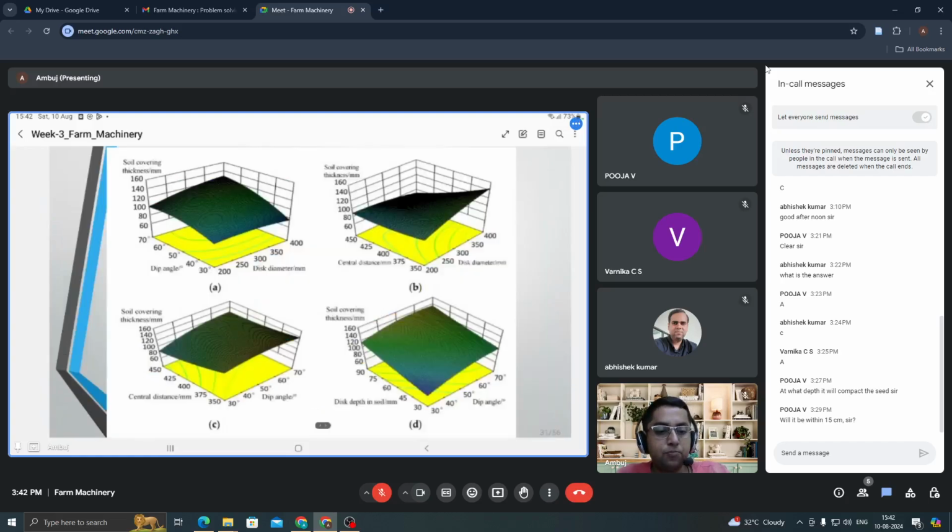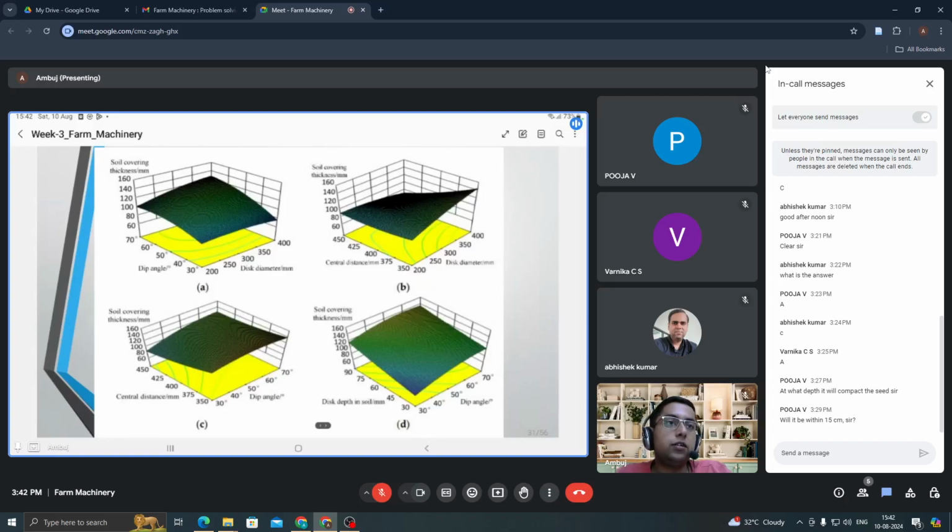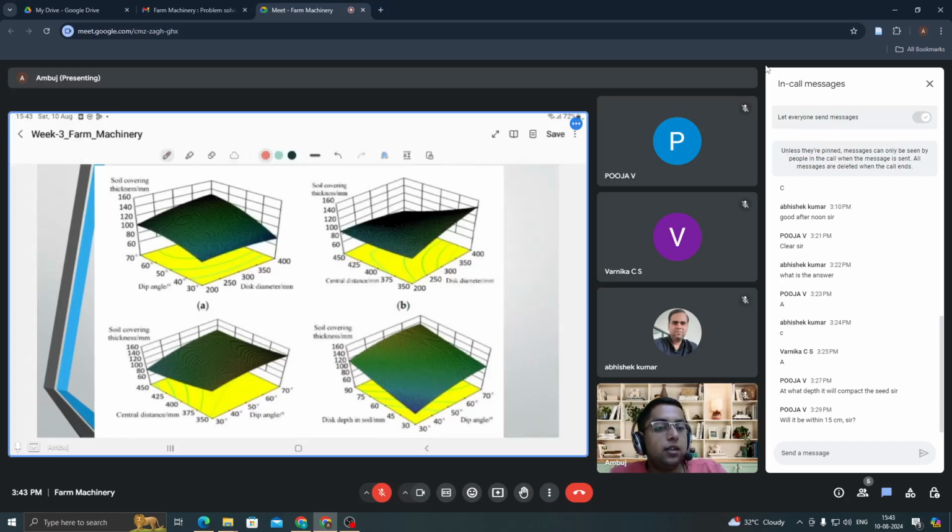And in this particular 3D figure, you can see how soil covering thickness varies with dip angle, disk diameter, then with central distance, then disk dip angle, then with disk depth and dip angle. These particular plots are plotted in a software known as MATLAB. I'll write the name of the software, so at least you would be able to recall it in the near future whenever you need it.